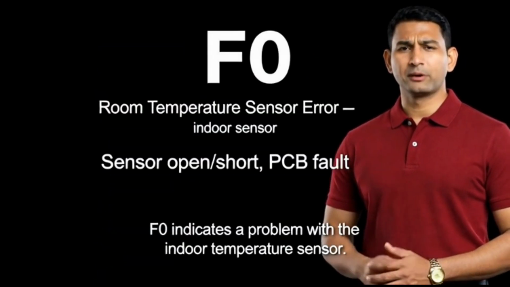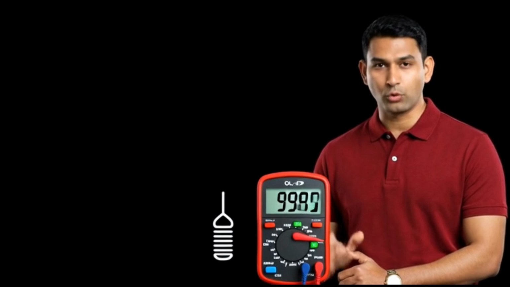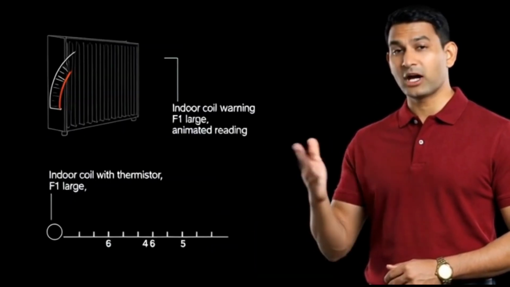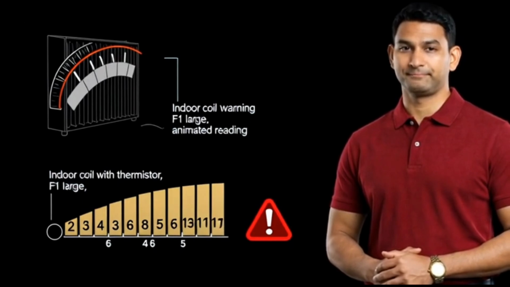F0 indicates a problem with the indoor temperature sensor. A faulty reading like OL or 9999 shows it's open or shorted. F1 indicates a problem with the indoor coil sensor. It's caused by a faulty thermistor or a loose wire.